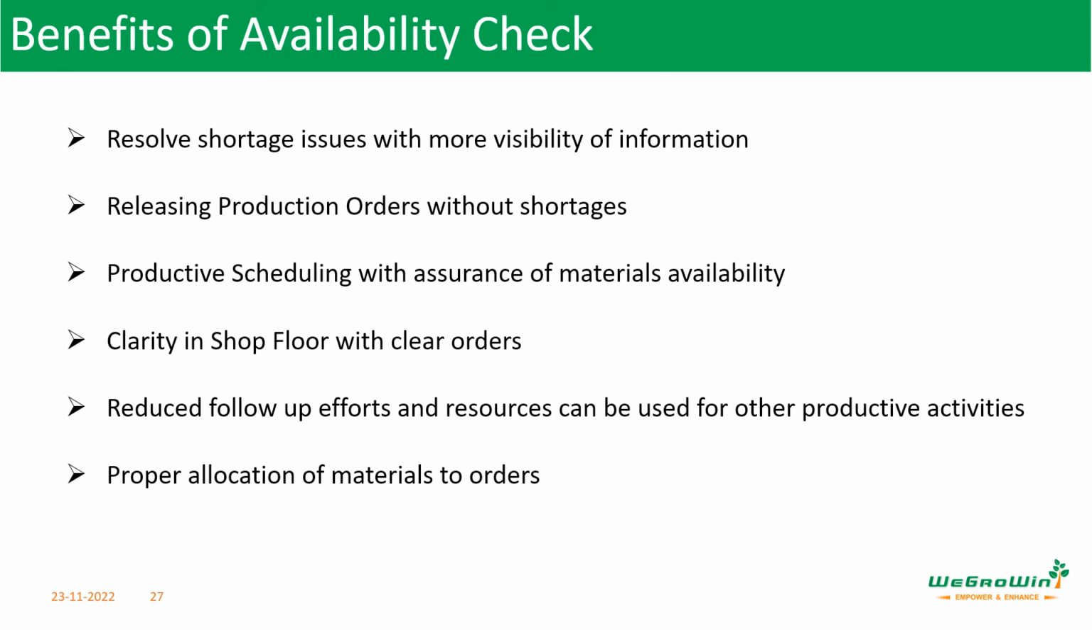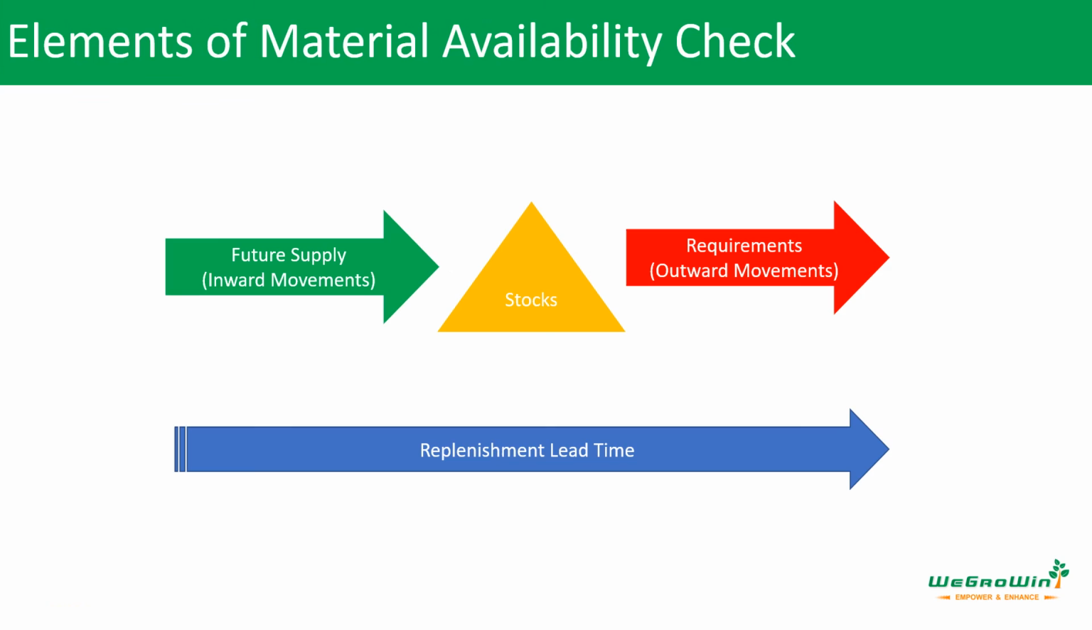So what are the benefits of material availability check? It resolves shortage issues with more visibility of the information. Also, releasing production orders without shortages will help good management of the materials on the shop floor. A productive scheduling with assurance of material availability. Clarity on the shop floor with clear orders. Reduced follow-up efforts, and resources can be used for other productive activities. Proper allocation of materials to the orders.